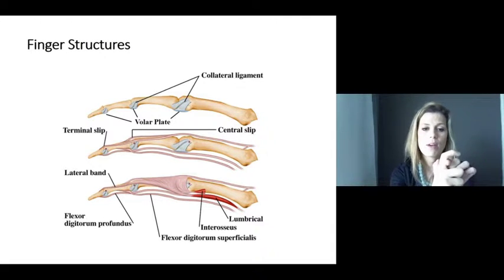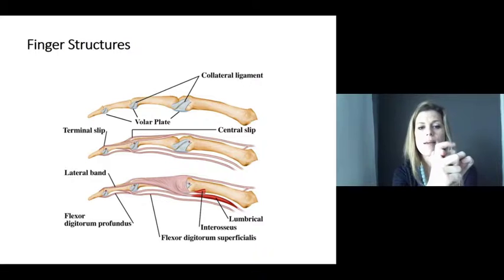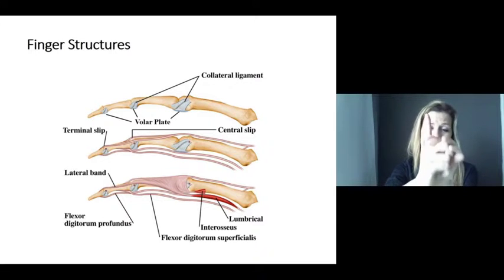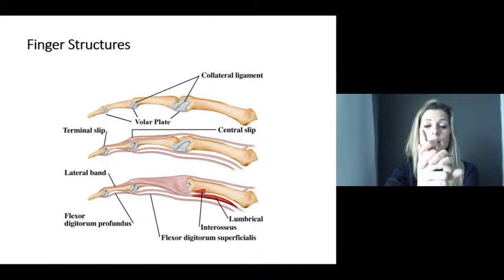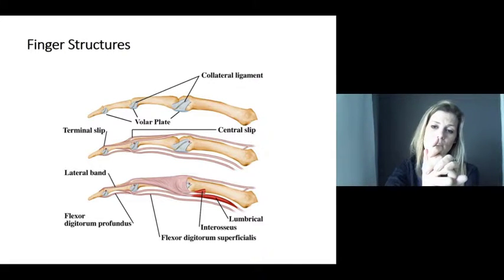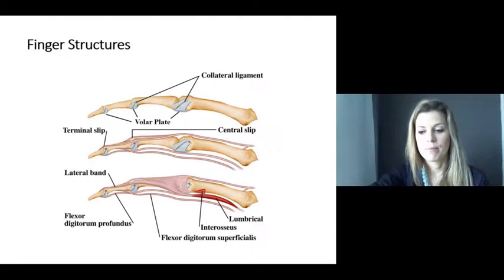Central slip is going to extend at the PIP joint. So remember, the FDS will flex at the PIP joint. The central slip will extend at the PIP joint. The FDP will flex at the DIP joint. The terminal tendon will extend at the DIP joint.